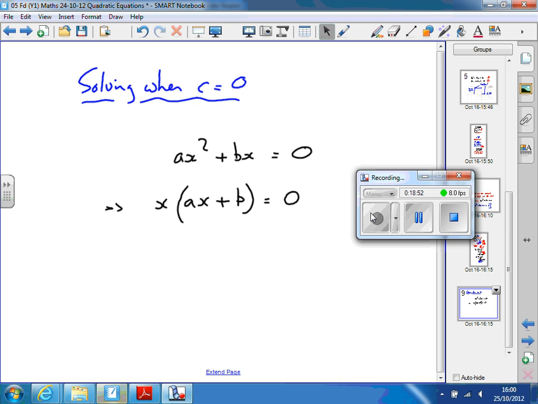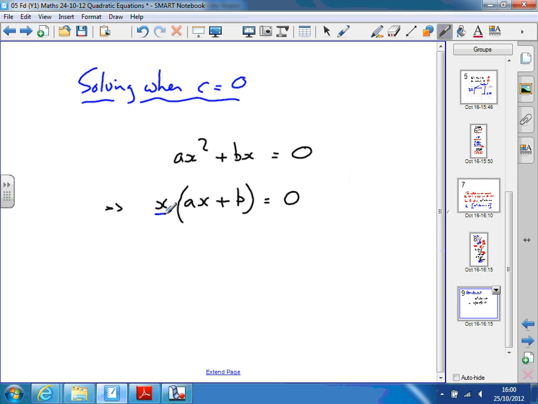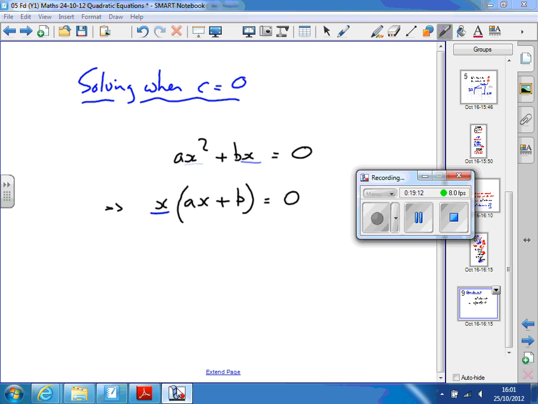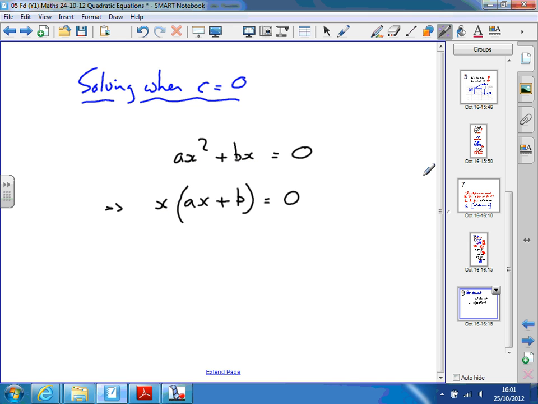If I factorize it, I end up with that. To check it works, multiply back out again. x times ax is ax squared, and x times b gives xb or bx. So factorize, take an x, which is common to both of these terms, outside a bracket. Now, because the right-hand side is 0, that means the left-hand side must come to 0.